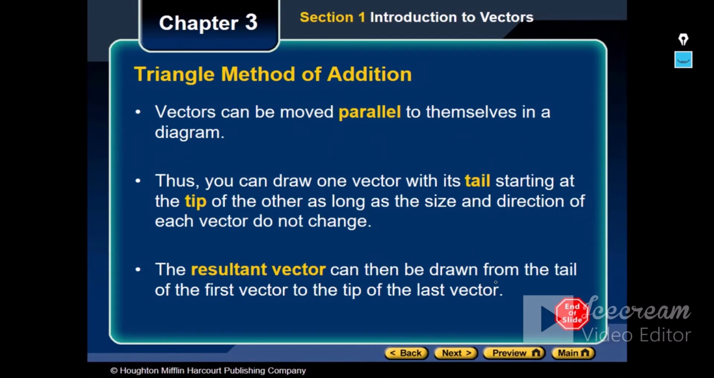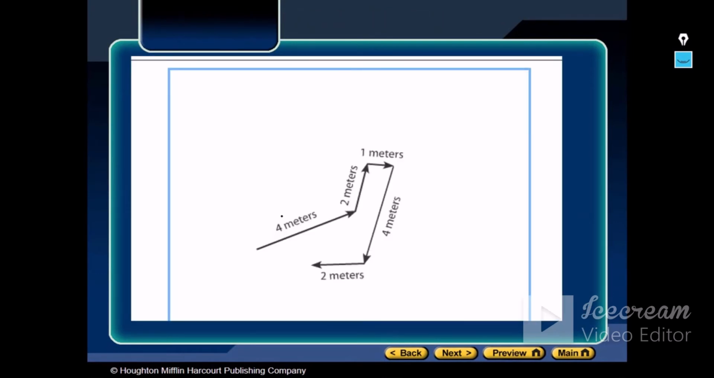Look over here, guys. I have some very important notes. When we put the vectors, they should be tail to tip: the tail of the second one at the tip of the first one, and like that, and like that, and the resultant vector is from the tail of the first to the tip of the last. Okay, like that, guys, that is the resultant vector.